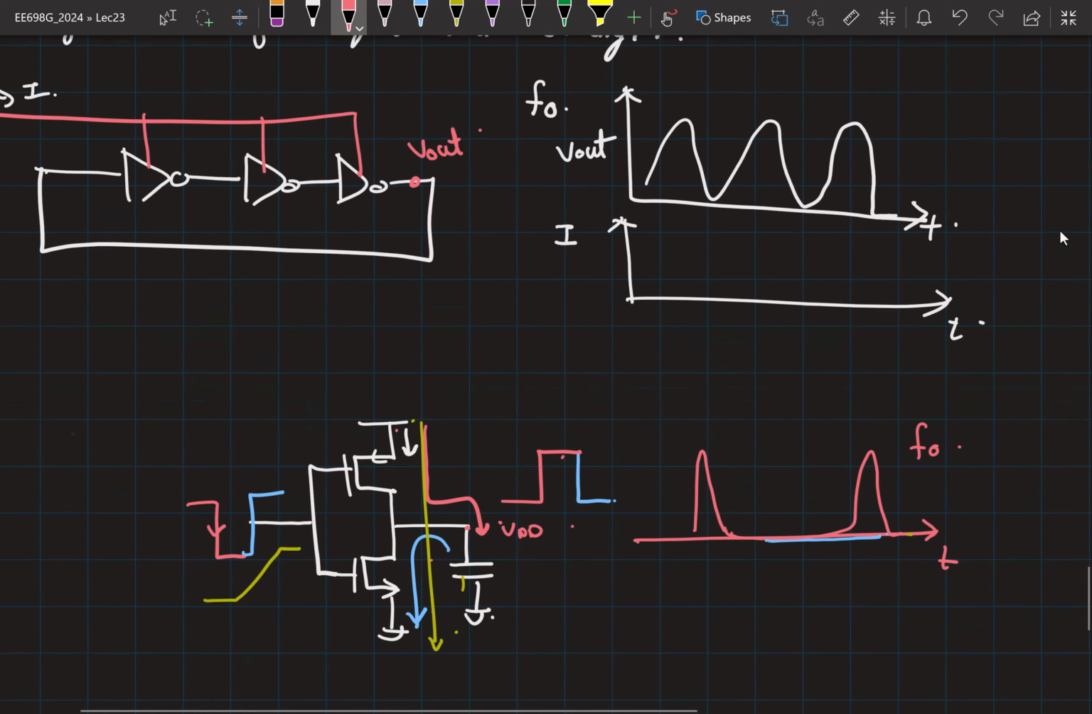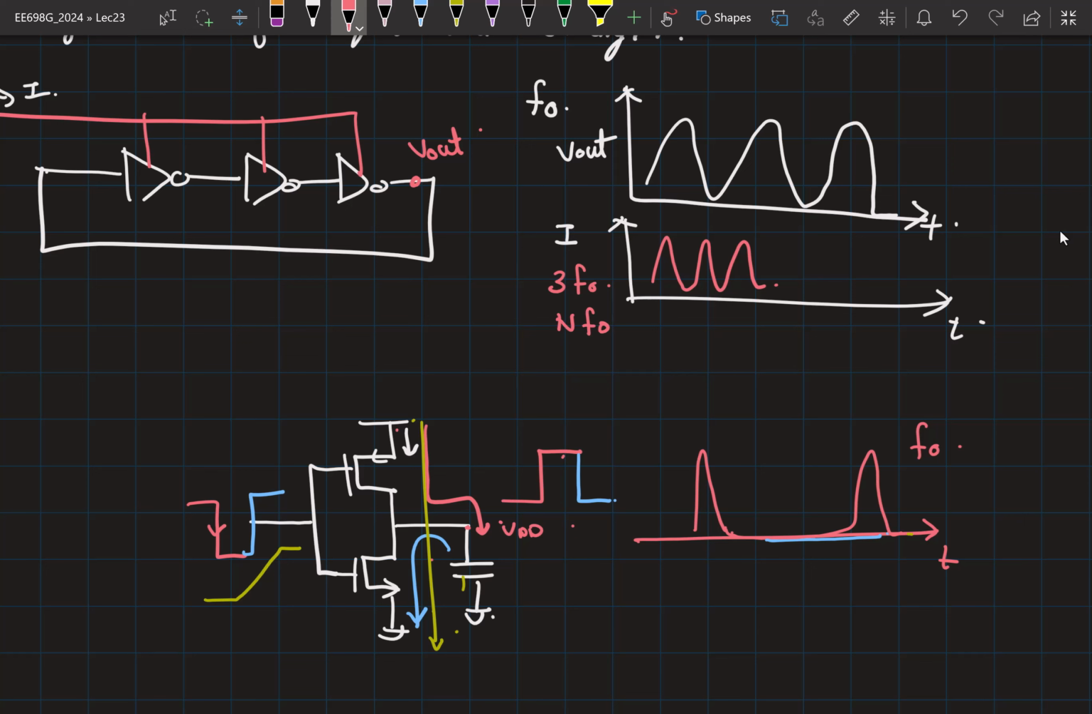But now you have three inverters. And these edges are going to be spaced equally, right? So for a waveform like this, you will see that it will have spikes at 3F0. I assume that I have drawn a perfect 3F0. So the current waveform will be periodic with 3F0. In general, it is going to be periodic with NF0, where N is the number of inverters you have used in the ring.